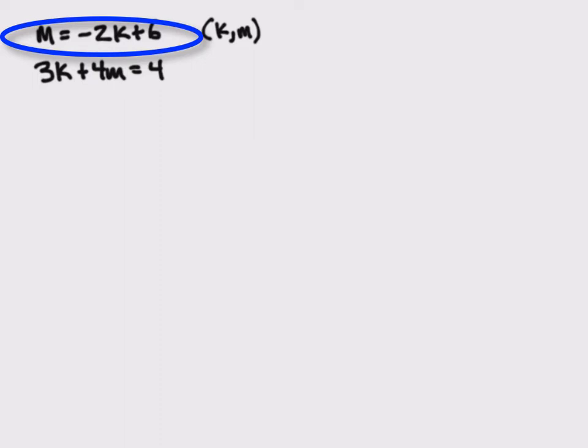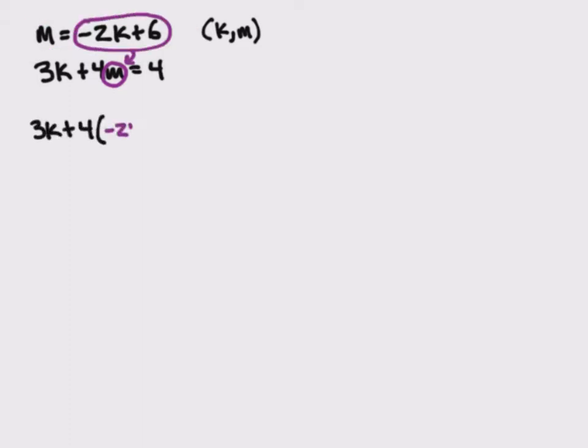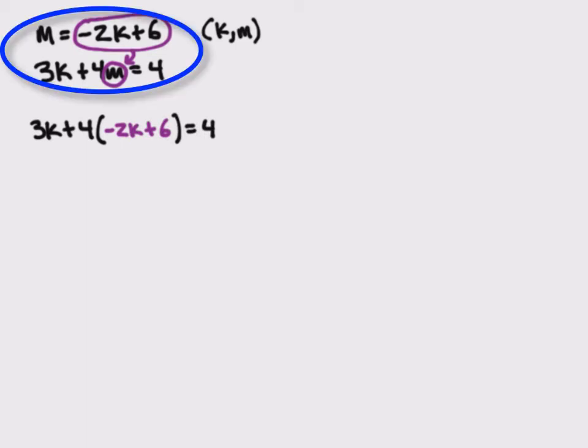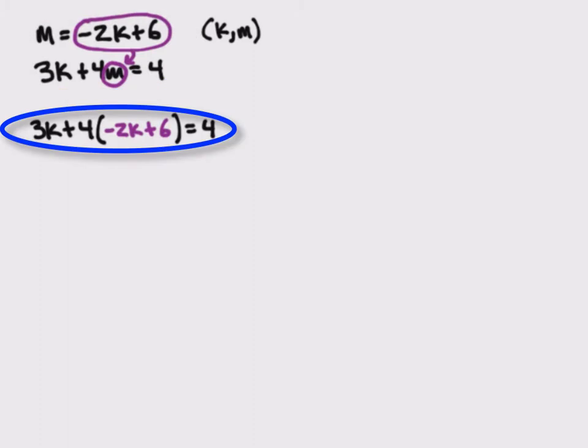Therefore, wherever we see an m, we can replace that m with a negative 2k plus 6 because they're equal to one another. And when I look at this second equation, I see an m. So we can substitute negative 2k plus 6 in for that m. So what we said is, if these two statements are true at the same time, then this statement must also be true. Now, why would we do this? Again, we did so because now we have an equation with just one variable in it, and this will be no problem to solve.